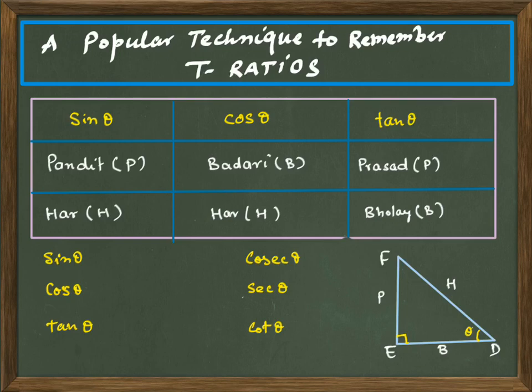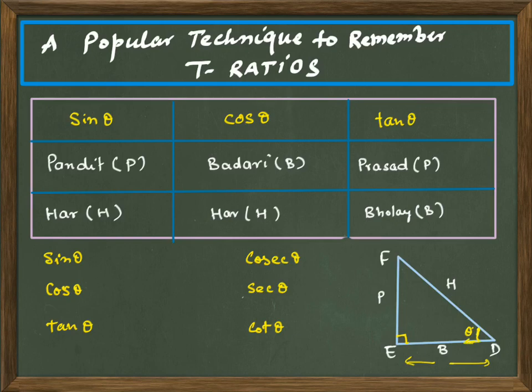Now here I have taken the triangle DEF. D is the reference, and the angle D I have denoted with theta. P is the perpendicular, B is the base, and DF is the hypotenuse. Why is B the base? Because with reference to this angle theta we are going to take the trigonometric ratio. Adjacent to this theta angle, this line will be the base.